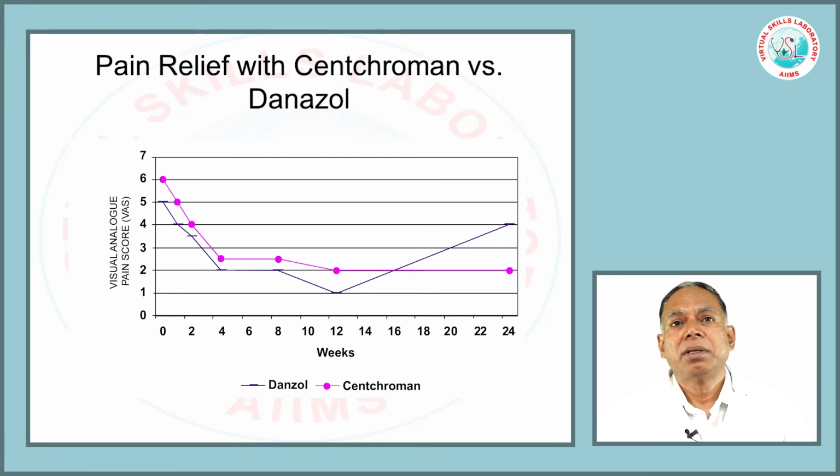Interesting observation to note here is that women receiving Centchroman, which is depicted as the pain score with purple line here, they continued to experience significant pain relief till the end of observation period of 24 weeks. This is called prolonged carryover effect, which persists and offers significant pain relief even after stopping the medication for nearly 3 months. Women receiving Danazol did not enjoy that much of carryover effect compared to those getting Centchroman.